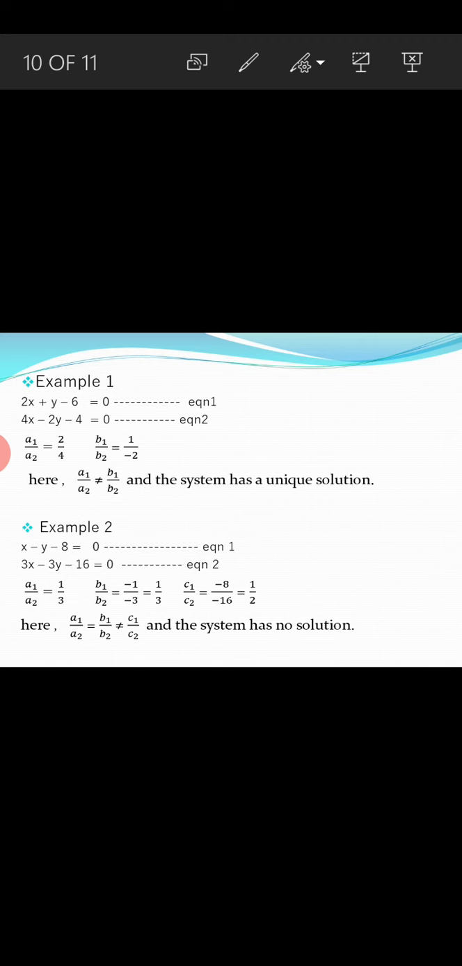Now if I compare, a1 by a2 is coming 1 by 3 and b1 by b2 is minus 1 by minus 3, which is also 1 by 3. Now in this case, when a1 by a2 and b1 by b2 are coming equal, I need to check c1 by c2 also. So c1 by c2 is minus 8 by minus 16, which is 1 by 2. Now a1 by a2 is equal to b1 by b2 but not equal to c1 by c2. And we have already plotted the graph for this system of equation, and we have observed that the lines were coming parallel to each other, that is they will have no solution.